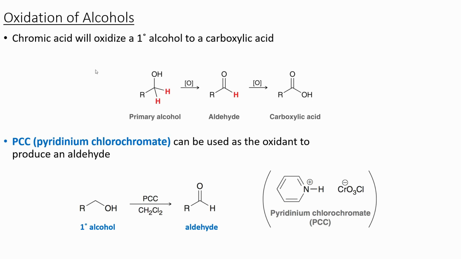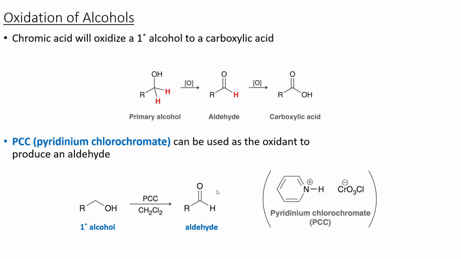So we can use chromic acid to oxidize an alcohol up to an aldehyde, and then a second molecule of chromic acid will oxidize the aldehyde up to the carboxylic acid. In some cases, we might want to just form the aldehyde, and we have a reagent that can do that. PCC, or pyridinium chlorochromate, can be used to oxidize an alcohol only up to the aldehyde stage.